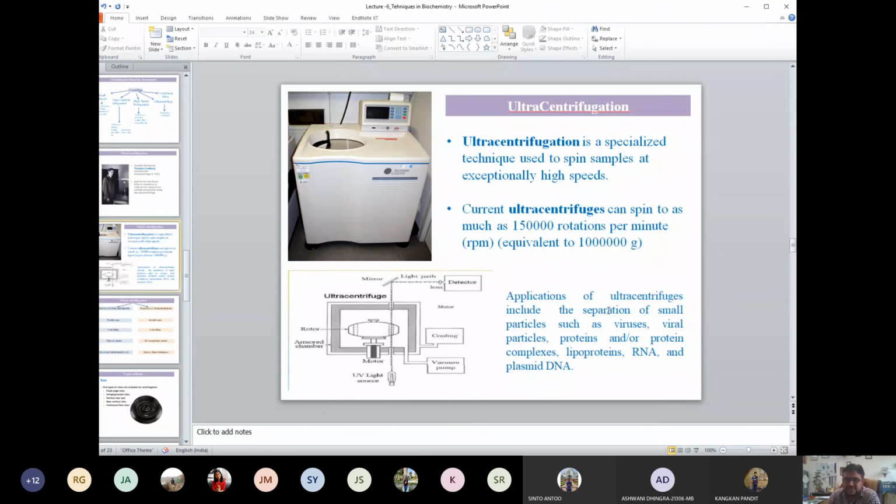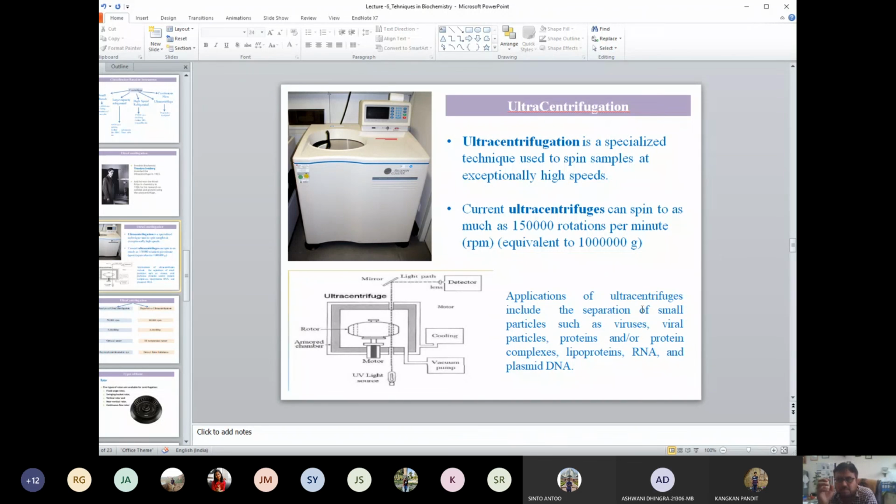Regarding applications, as I told earlier, the most common application which we are doing here at the Agriculture Institute is separation or isolation of nucleic acid, especially high quality DNA and RNA. We are using this method. Other than this, even for separation of organelles, especially chloroplasts, people are using ultracentrifuge. You can also use it for the separation of small particles such as viruses, viral particles, protein complexes, lipoprotein, even plasmid DNA. All these things you can easily separate using ultracentrifugation.